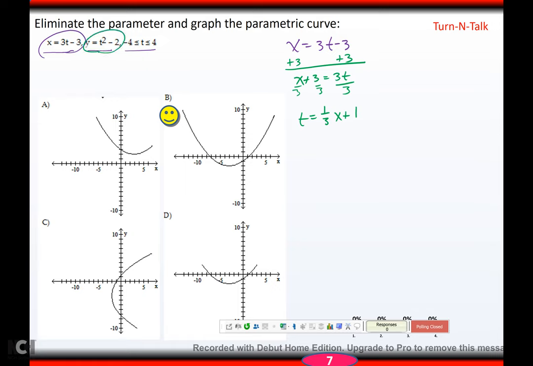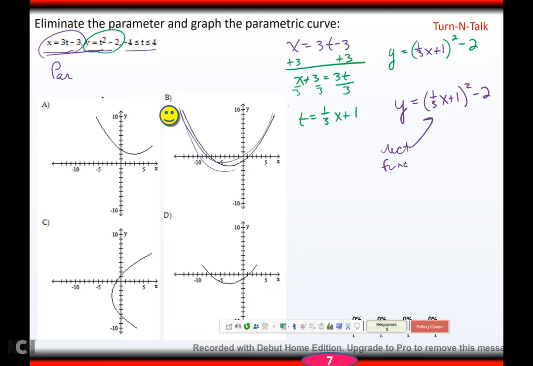Now I'm going to plug that into the y, which says y equals t squared minus 2, and I brought 1/3 x plus 1 squared. You could simplify that, I guess, but I would just leave it 1/3 x plus 1 squared minus 2, and then if I was graphing that, again, I'd probably go to my graphing calculator. If you were going to do it in parametric, you type those in for your parametric mode. If you're in rectangular mode or function mode, you would type that in, and that would give you your parabola.